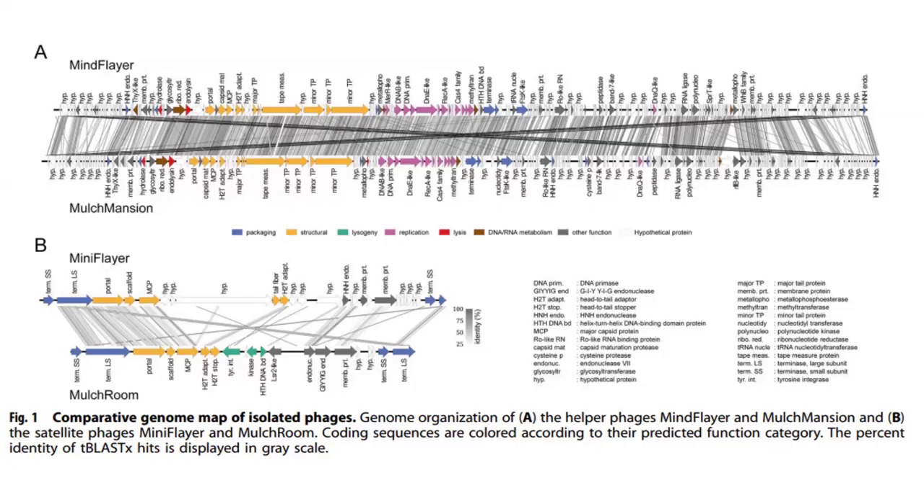For the two satellites, MiniFlayer and Mulch-Room, they did the same type of experiment. Again, it's a much smaller genome, but you can see there's definitely not as much similarity, okay? So that's kind of what you get out of this.